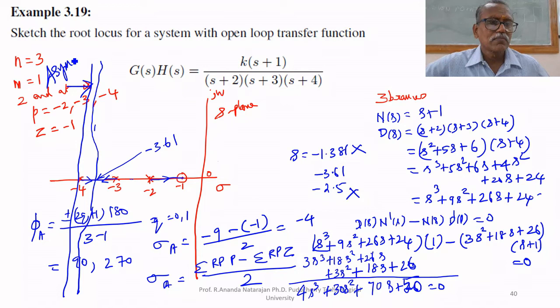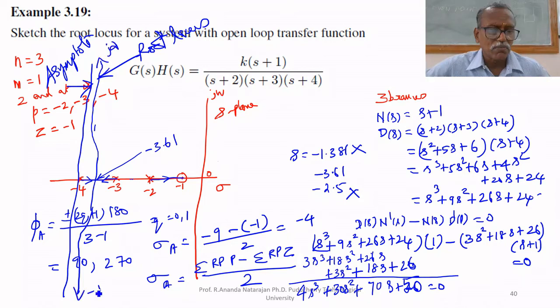Asymptote. This is root locus. It goes up to j infinity, and this goes to minus j infinity. Two asymptotes: one at plus 90, another one at minus 90, or 270. That's all. So we used all the 6 rules and solved this sum.